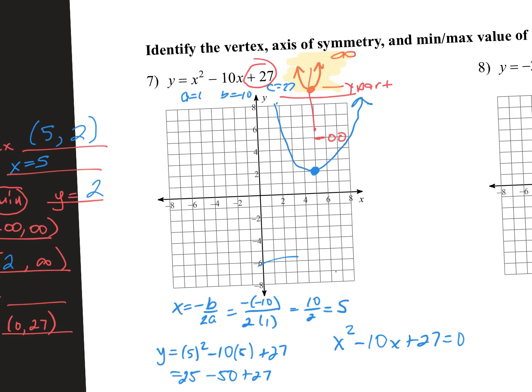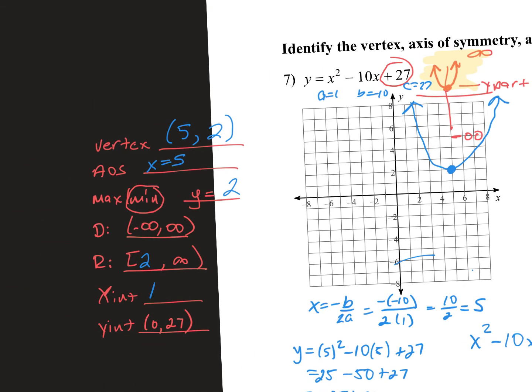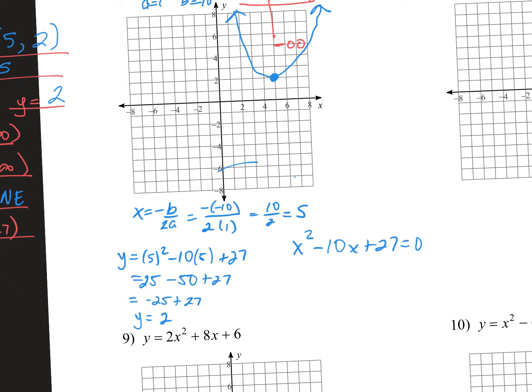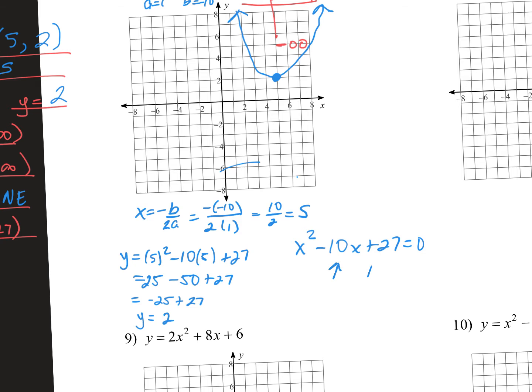What does that tell me about the x-intercepts, guys? There's none. There isn't any. Does this touch? None. Algebraically, if I worked out the x-intercepts, what would my answer be? I get x equals what kind of a number?